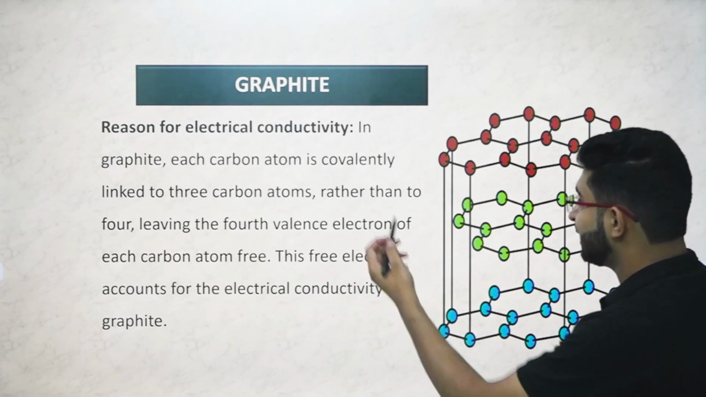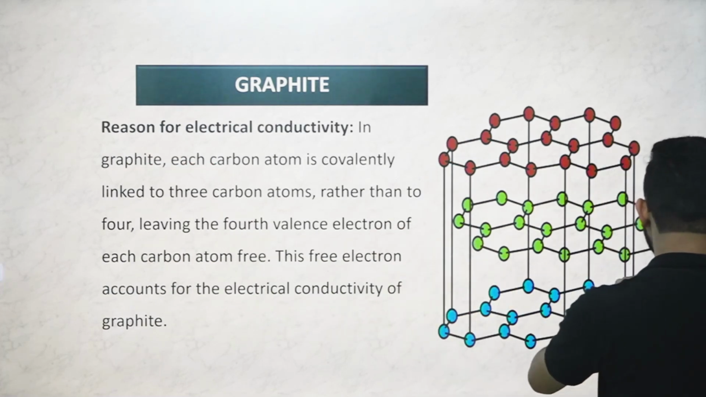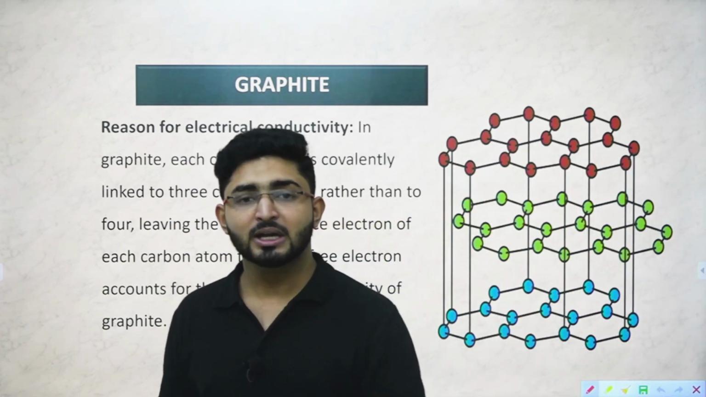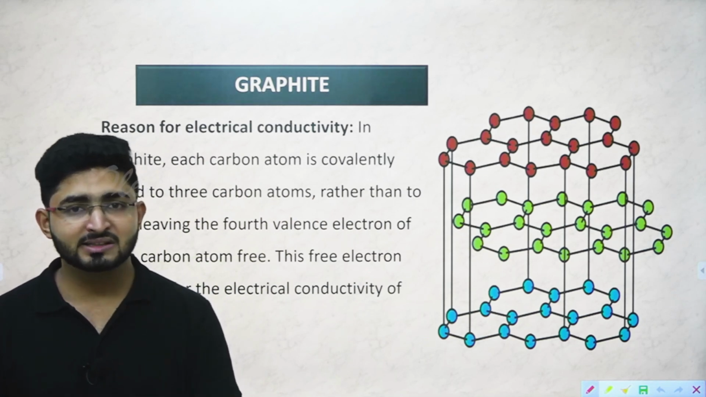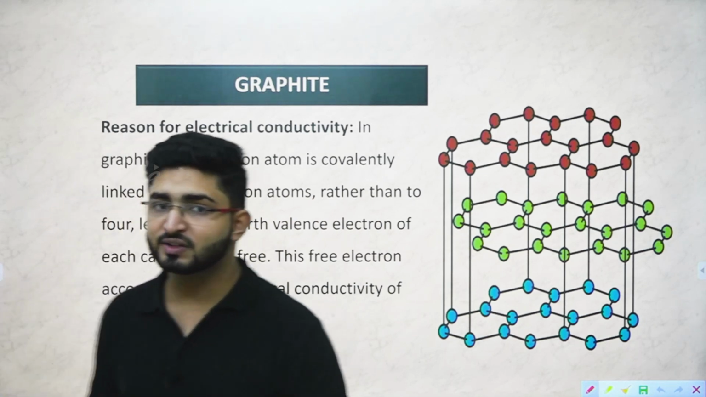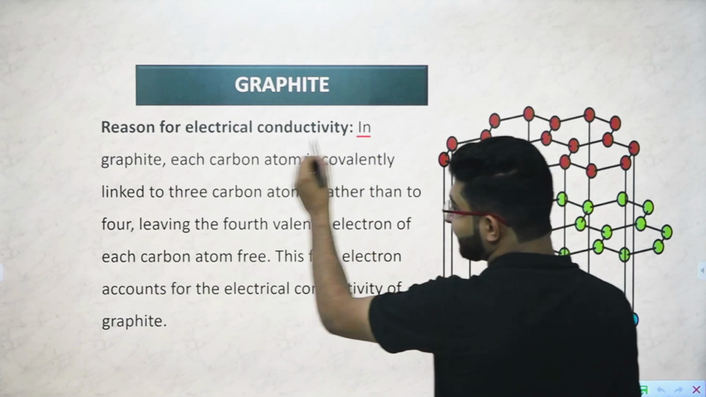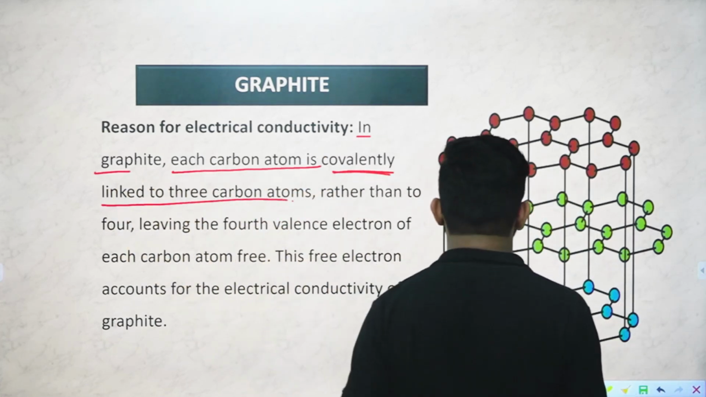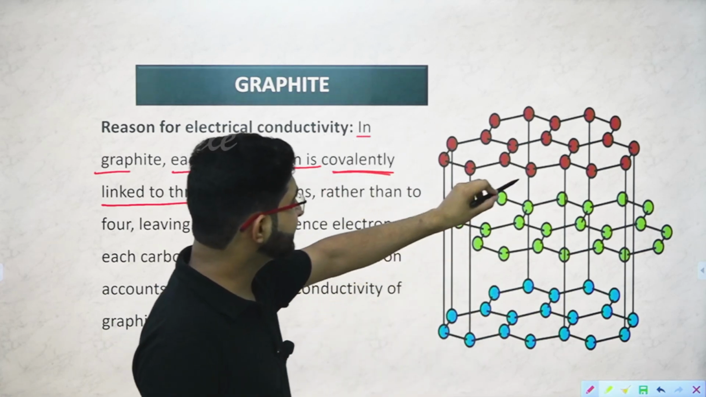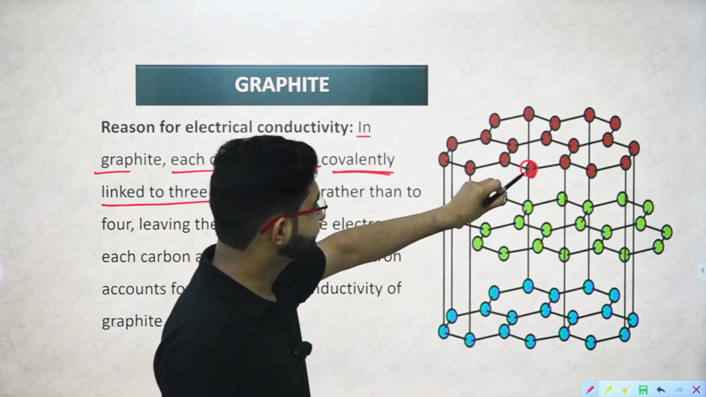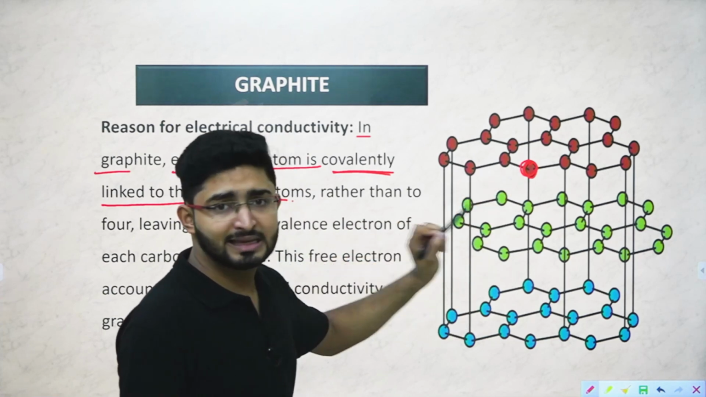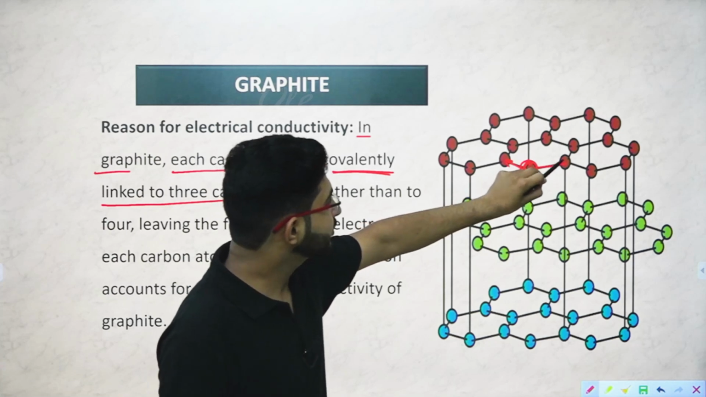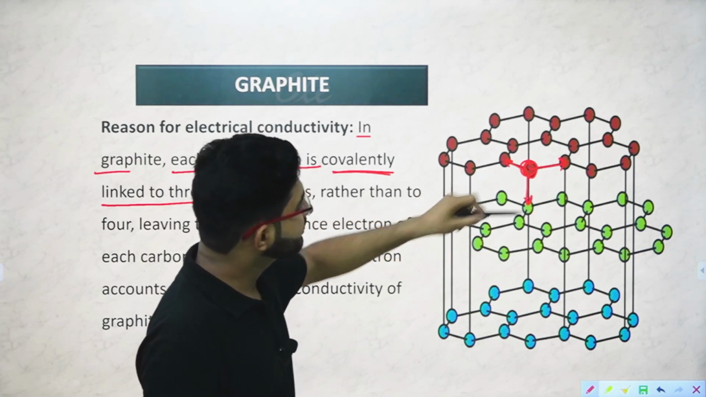Moving ahead, we are going to study the reason for electrical conductivity. So basically graphite is a good conductor of electricity. But why? What is the reason behind that it can conduct electricity? We are going to study that. In graphite, each carbon atom is covalently linked to 3 carbon atoms. As you can see here, if I am taking this carbon atom, it is linked to 3 carbon atoms. The first one is this, the second is this, and this one is the third.